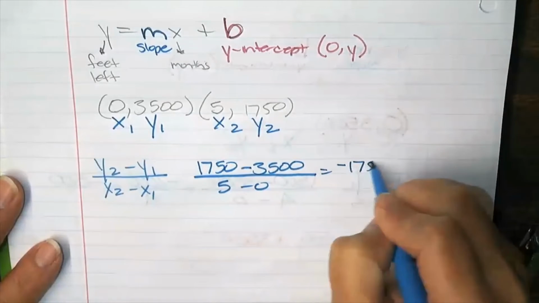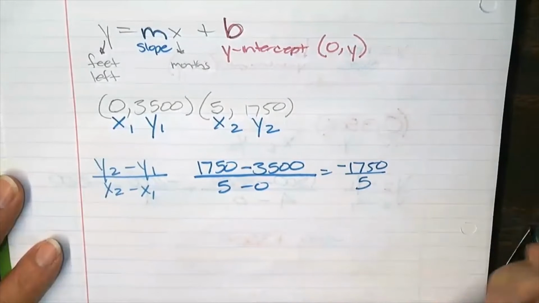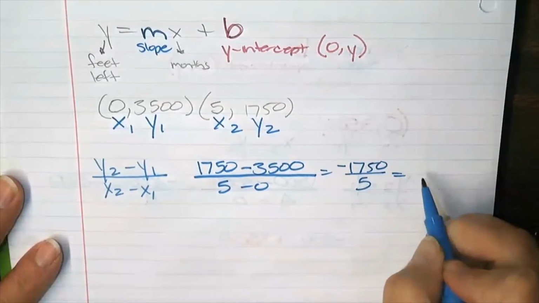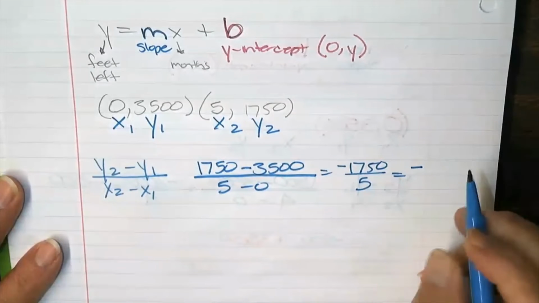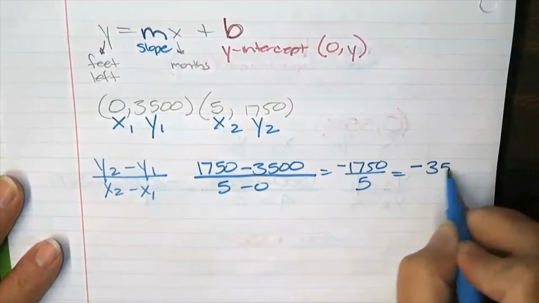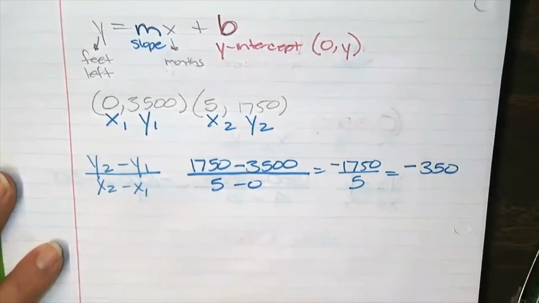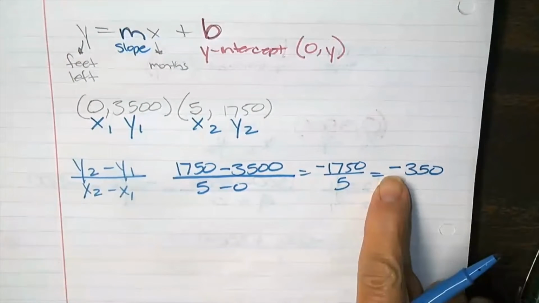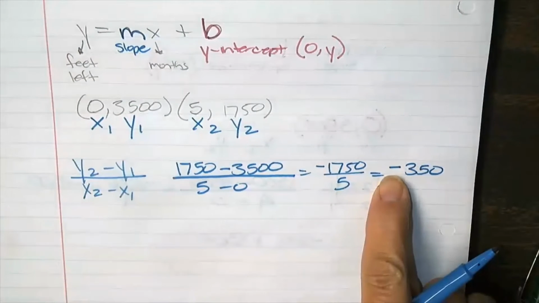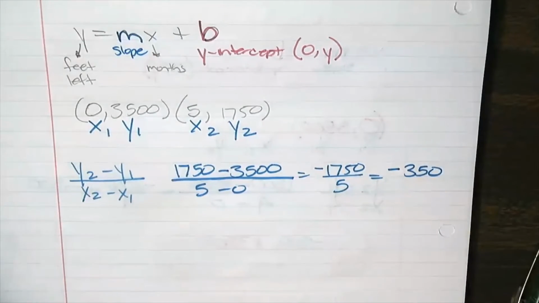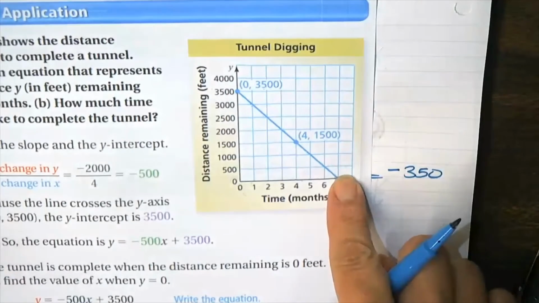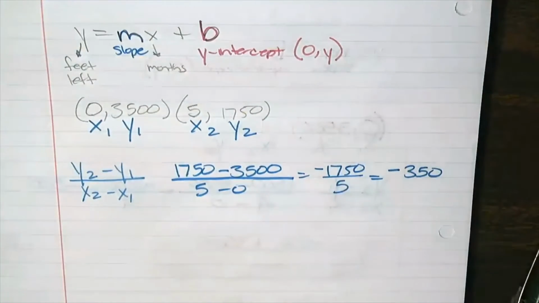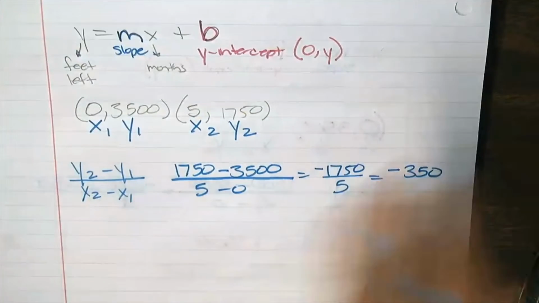Negative 1,750 over 5. A negative and a positive is negative. 1,750 divided by 5 is 350. And this kind of makes sense. This is telling me my slope is negative. It's going down. And when I look at the problem, my slope is negative. It is going down. The number of feet is decreasing.